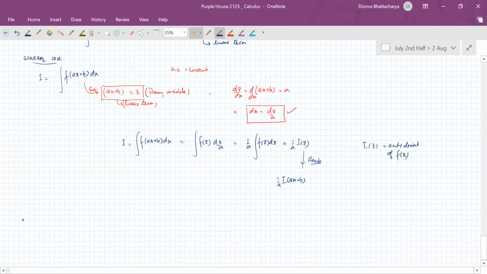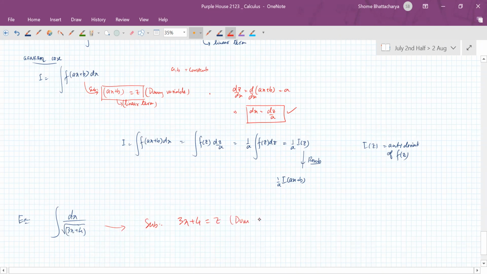So let's take up that example we had taken above, which was dx upon square root of 3x plus 4. Doesn't matter what the constant is. So the first step we'll do here is we will substitute. We'll substitute this whole linear term 3x plus 4 as our dummy variable z.